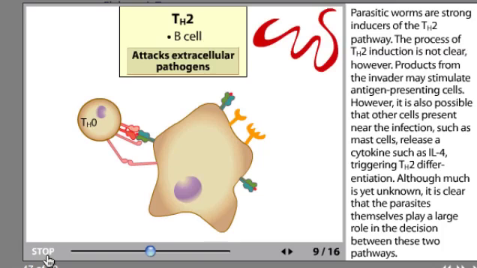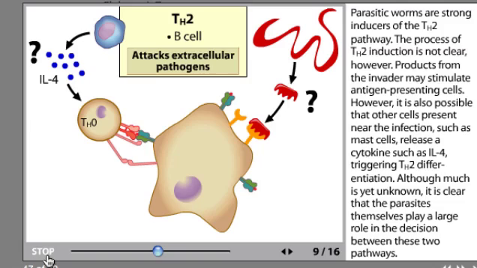Parasitic worms are strong inducers of the Th2 pathway. The process of Th2 induction is not clear, however. Products from the invader may stimulate antigen-presenting cells. However, it's also possible that other cells present near the infection, such as mast cells, release a cytokine such as IL-4, triggering Th2 differentiation. Although much is yet unknown, it is clear that the parasites themselves play a large role in the decision between these two pathways.